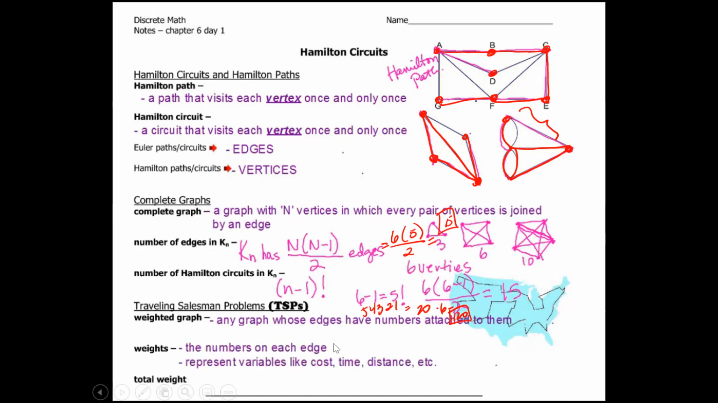The weights are the numbers on each edge that represent a variable, like the cost of your trip with the airplane, time, or distance, and the total weight is basically just adding up all the edges in the circuit. Some examples of how we use Hamilton circuits are routing school buses, package delivery with Amazon, circuit boards, scheduling jobs on a computer, and running errands around town.